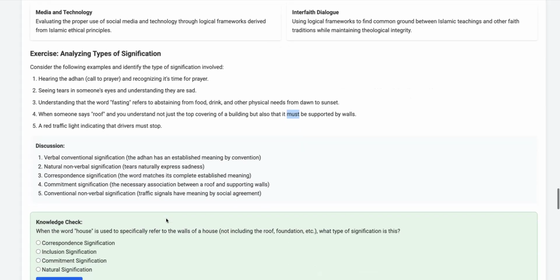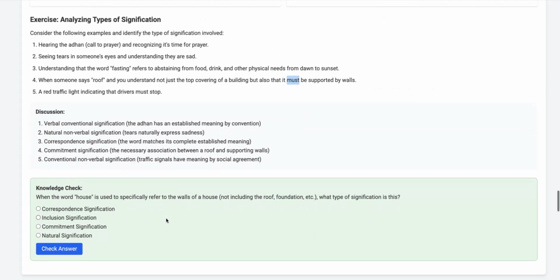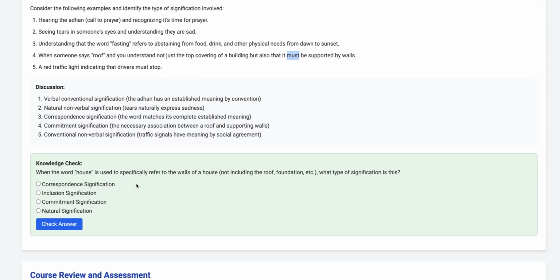Some discussion questions, you can screenshot them if you want to do them on your own. And again, some more. Why do we put so many drills and so many questions on this? Because, again, man, you got to practice this stuff. You got to think about it. You got to think through it. You got to work through it. It's a process, kind of sludging along, right? So when the word house is used to specifically refer to the walls of a house, not including the roof or foundation, same question is here.